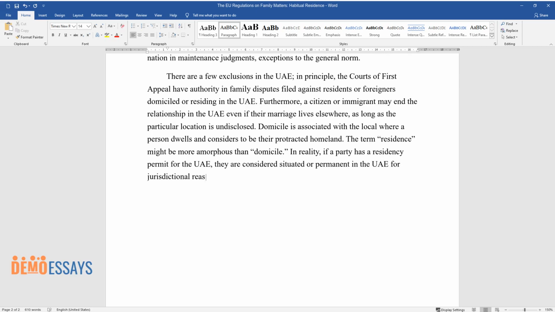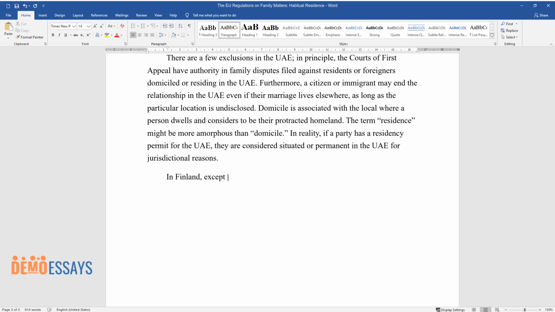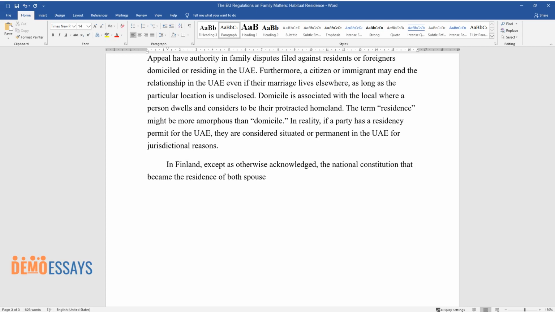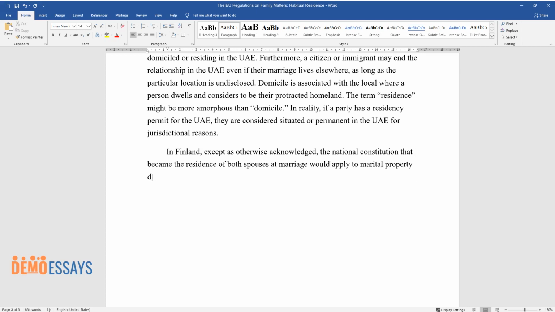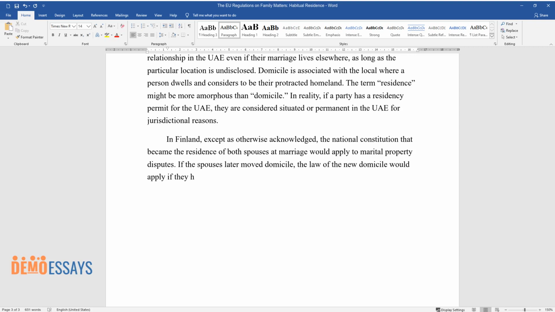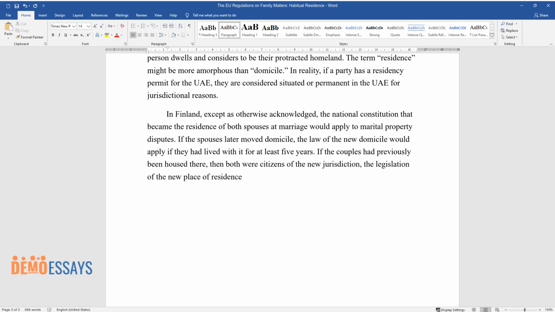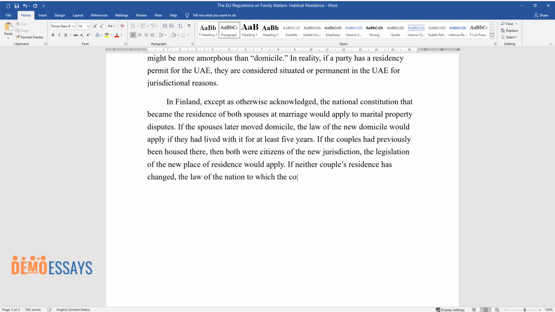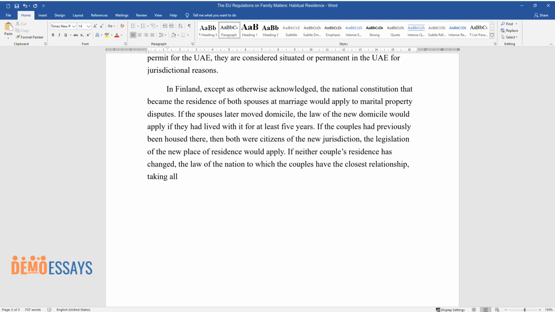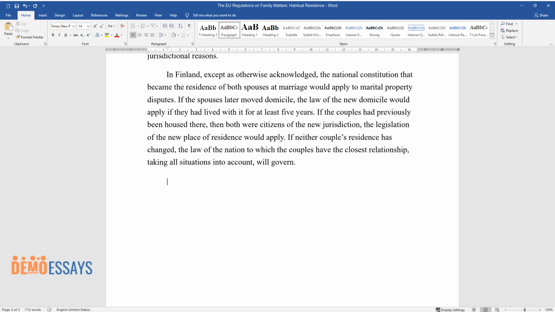In Finland, except as otherwise acknowledged, the national law of the country that became the residence of both spouses at marriage would apply to marital property disputes. If the spouses later moved domicile, the law of the new domicile would apply if they had lived there for at least 5 years. If the couples had previously been housed there, or both were citizens of the new jurisdiction, the legislation of the new place of residence would apply. If neither couple's residence has changed, the law of the nation to which the couples have the closest relationship, taking all situations into account, will govern.